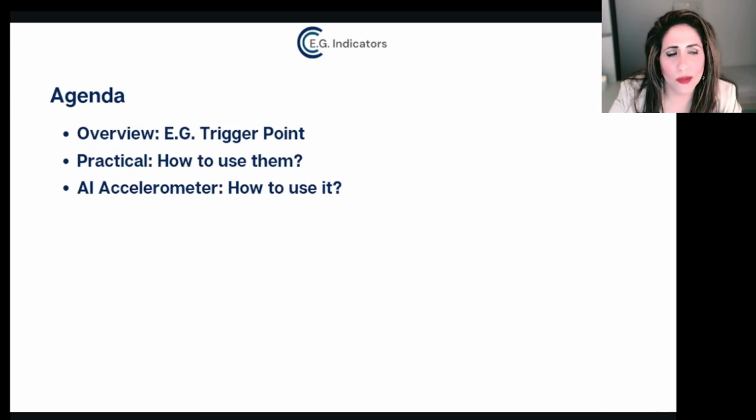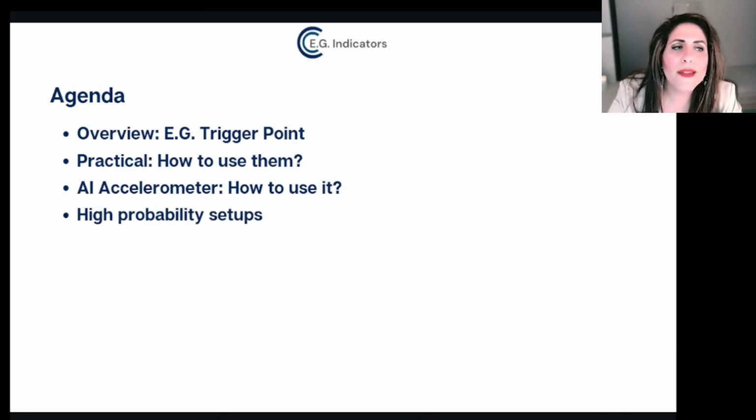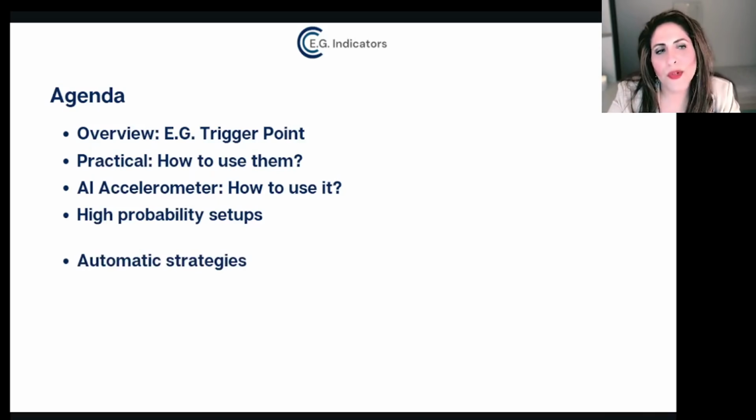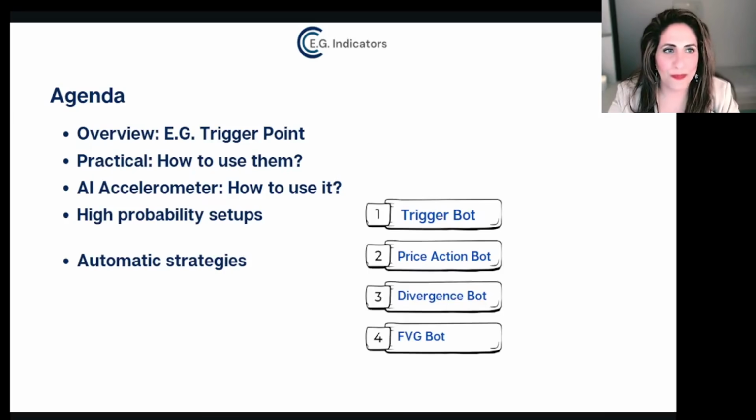I'll speak about the accelerometer, how to use it, and basically what it aims for. Then I'll speak about high probability setups, what I call confluence trading, and I'll speak about our automatic strategies. I'll share with you how I use them, how I take advantage of them. I'm talking about the trigger bot, price action bot, divergence, and fair value gap bot.